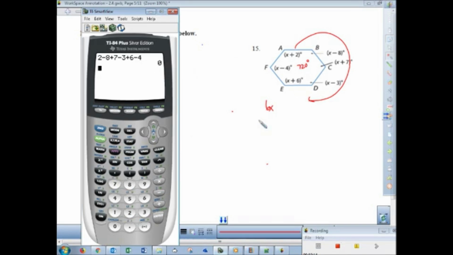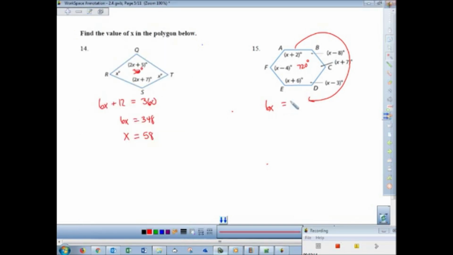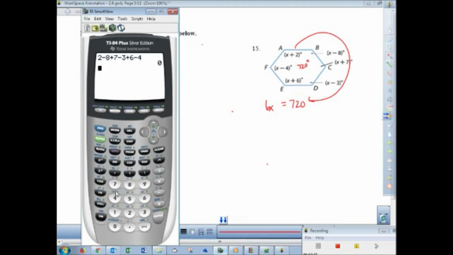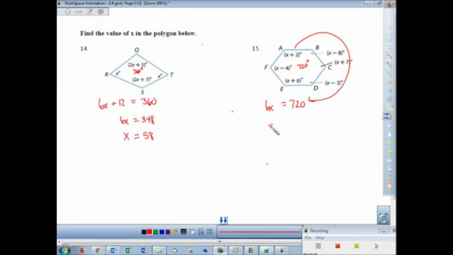All those constants, well, isn't that just something? They add up to be nothing. Double check that. 2 minus 8 plus 7 minus 3 plus 6 minus 4. So 6x equals 720, and 720 divided by 6 means that x is 120. Not degrees, just 120. So x is 120.